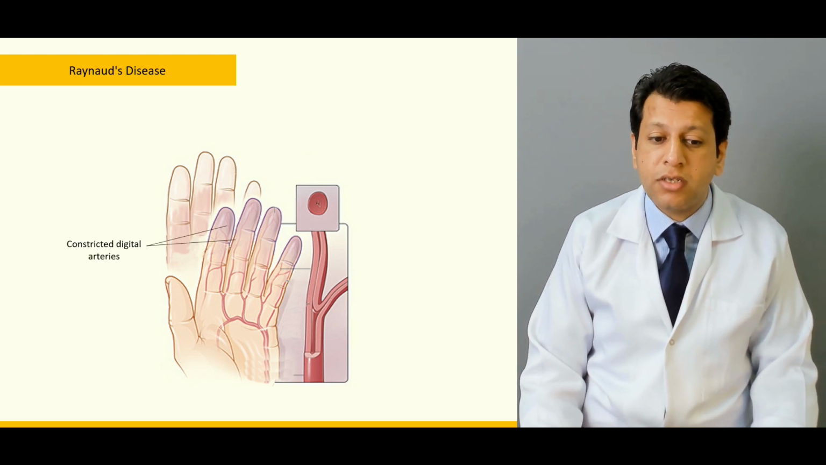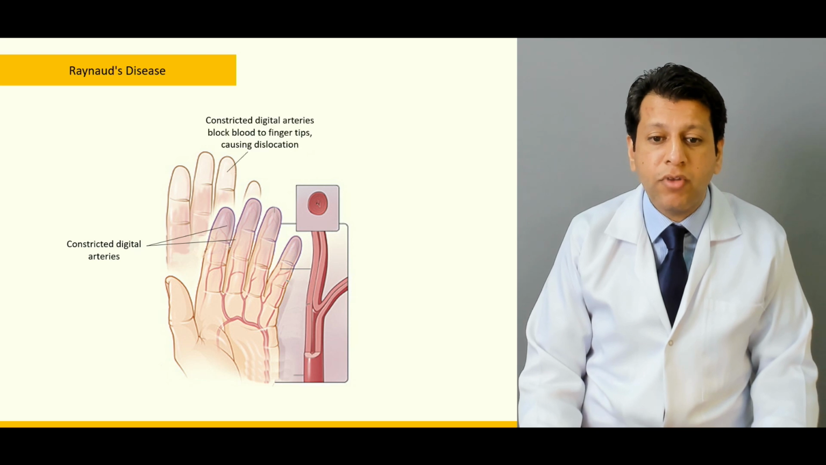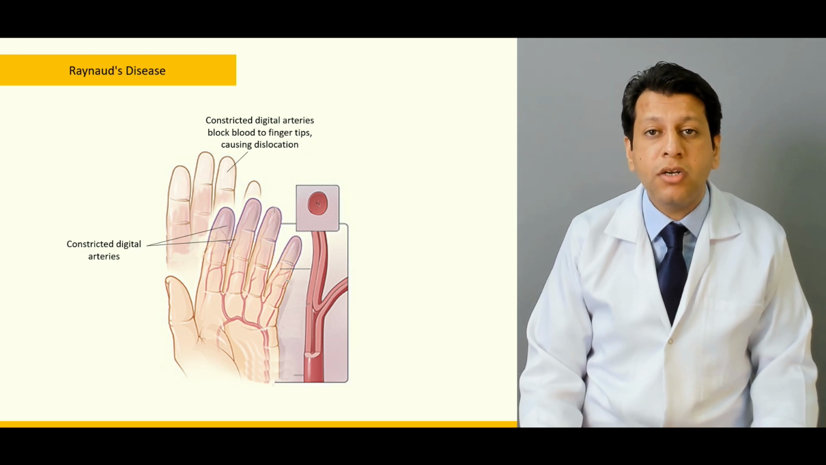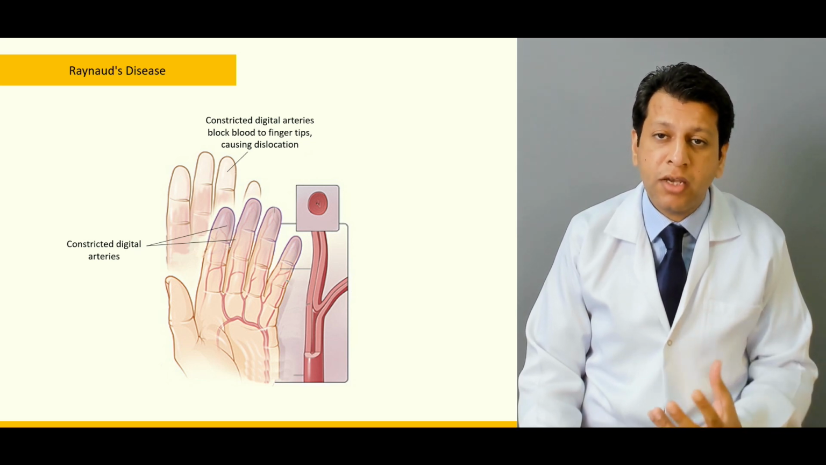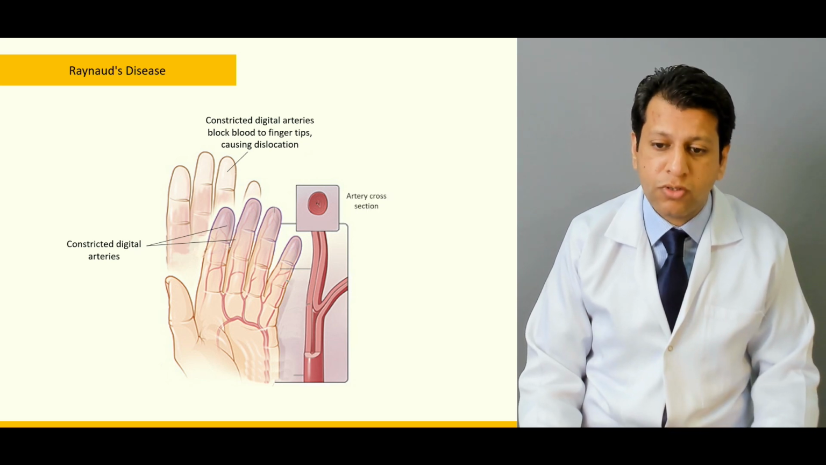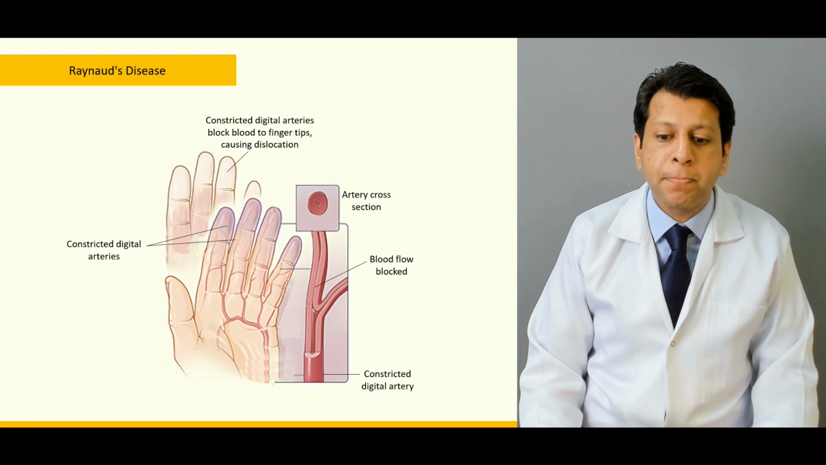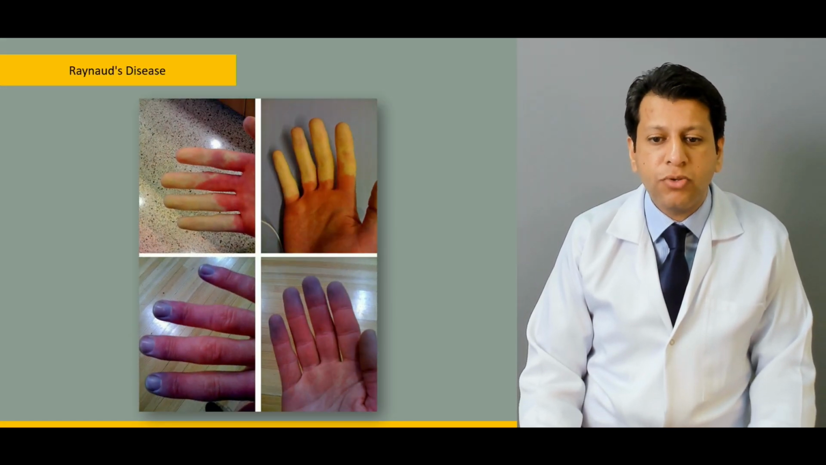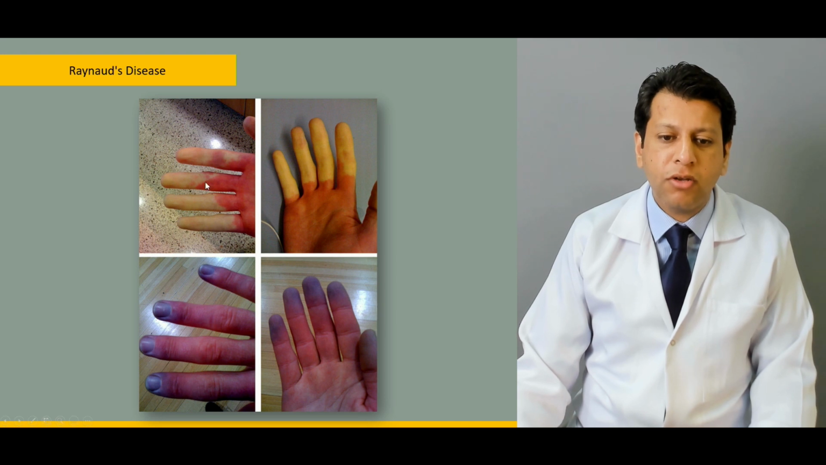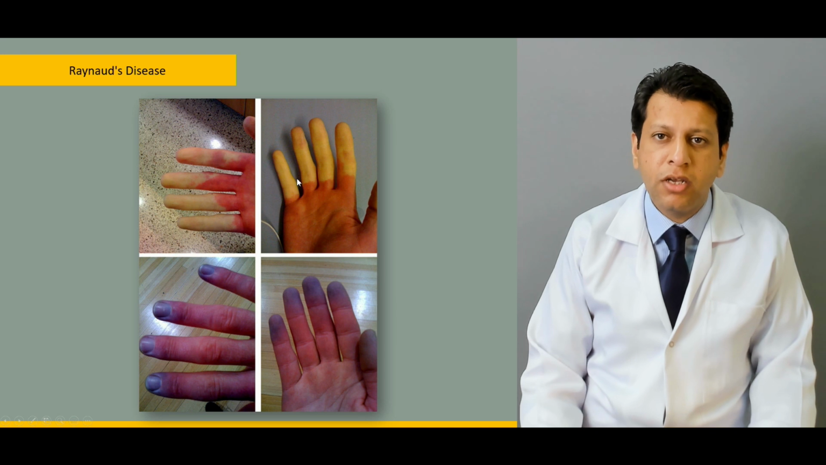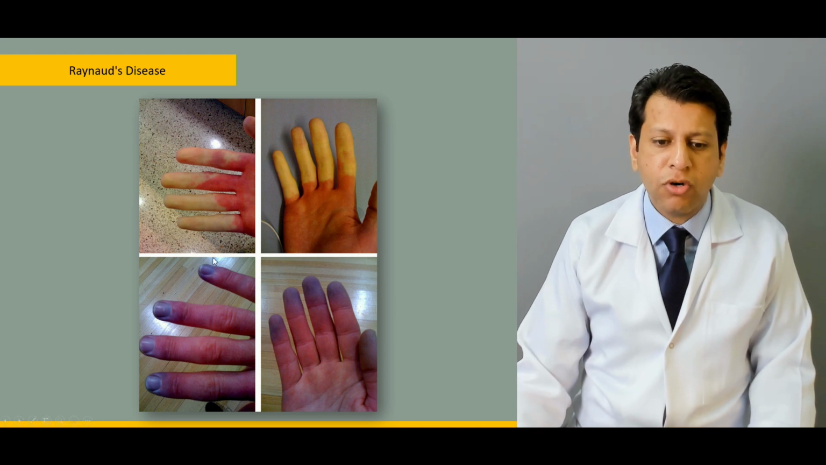Therefore, there are constricted digital arteries which block the blood to the fingertips, eventually causing mainly ischemia, which may progress to venous congestion and eventually to necrosis. Now, what is the treatment? As you can see over here, one term is chilblains, and the other is Raynaud's disease.